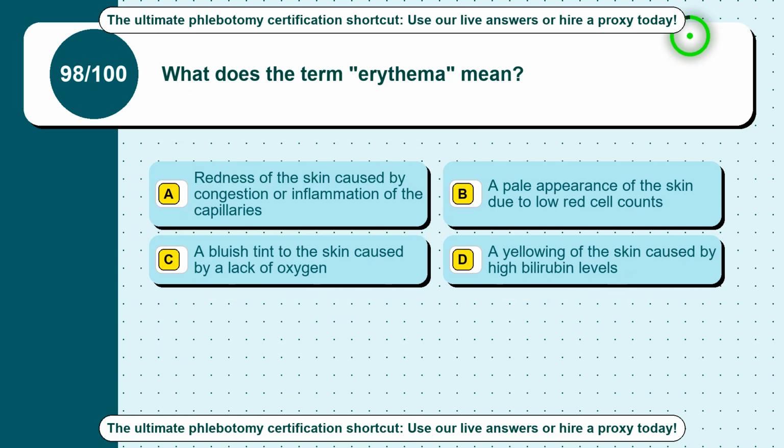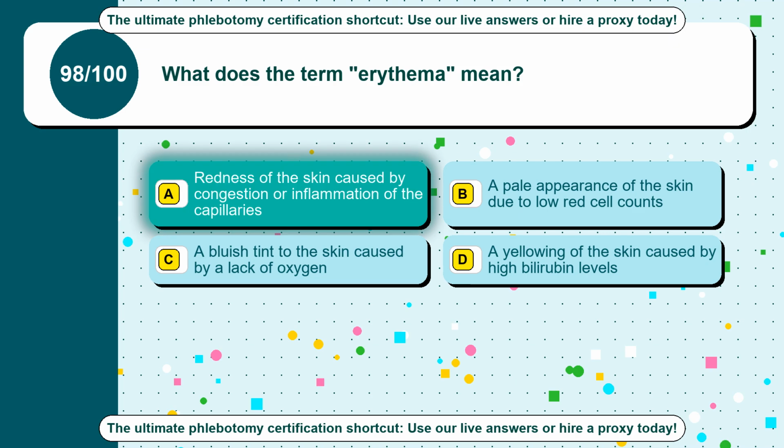Question 98. What does the term erythema mean? Option A, redness of the skin caused by congestion or inflammation of the capillaries. Option B, a pale appearance of the skin due to low red cell counts. Option C, a bluish tint to the skin caused by a lack of oxygen. Option D, a yellowing of the skin caused by high bilirubin levels. The correct answer is option A, redness of the skin caused by congestion or inflammation of the capillaries.